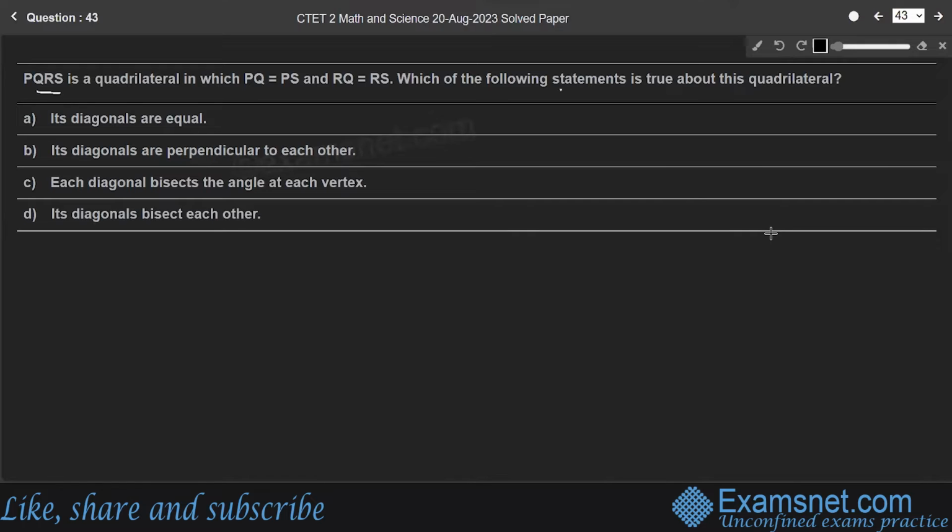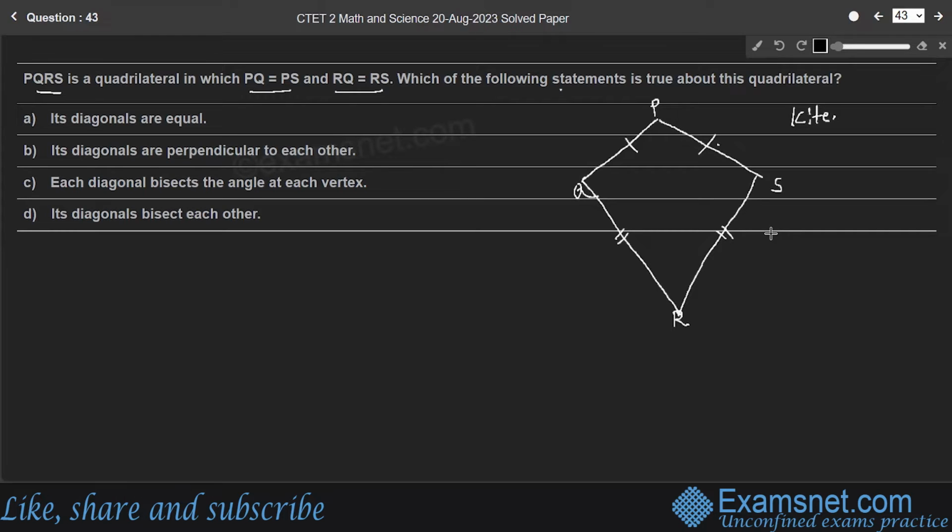Question 43. PQRS is a quadrilateral in which PQ is equal to PS, RQ is equal to RS. Which of the following statements is true about this quadrilateral? So students will consider a quadrilateral PQRS in which PQ is equal to PS, and we'll consider point R so that RQ is equal to RS. So RQ and RS are equal, PQ and PS are equal. Two adjacent sides are equal and the remaining two adjacent sides are equal. So we have got a kite, right?